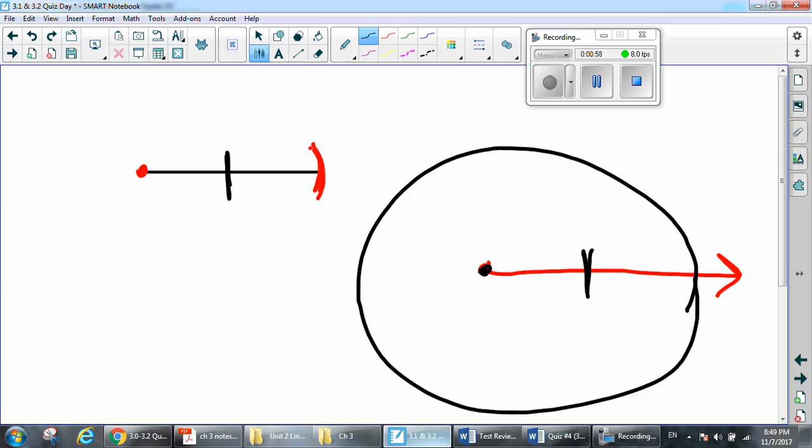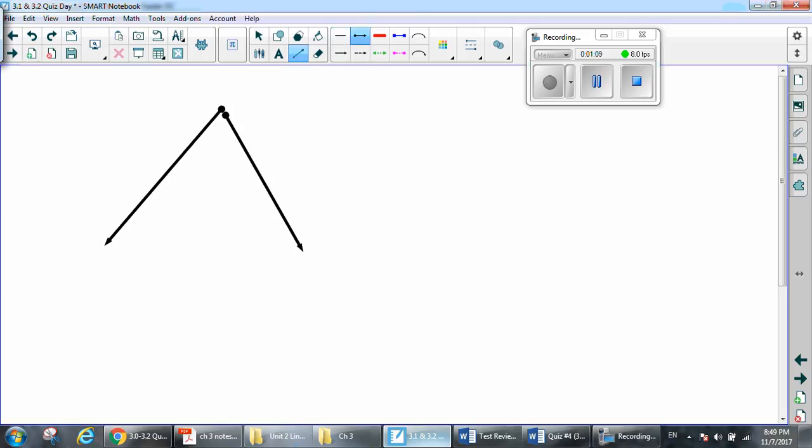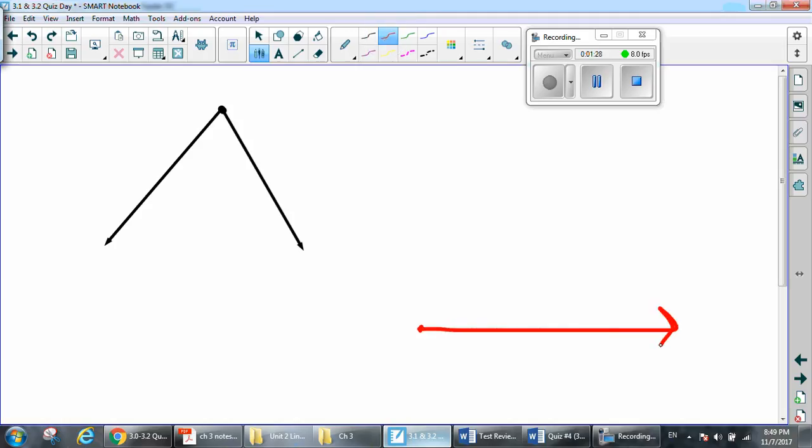Okay, another tricky construction would be to copy an angle. So let's say I have this angle here. Alright, and I want to make a new angle with that exact same measurement. So first thing I need to do is make a ray. Alright, let's actually spin this around that way.